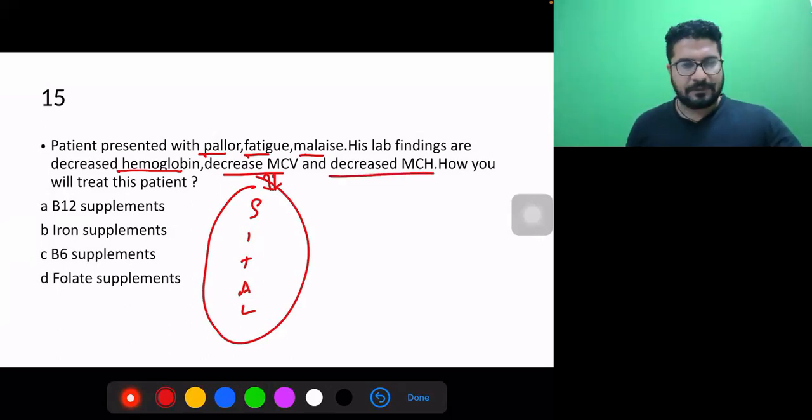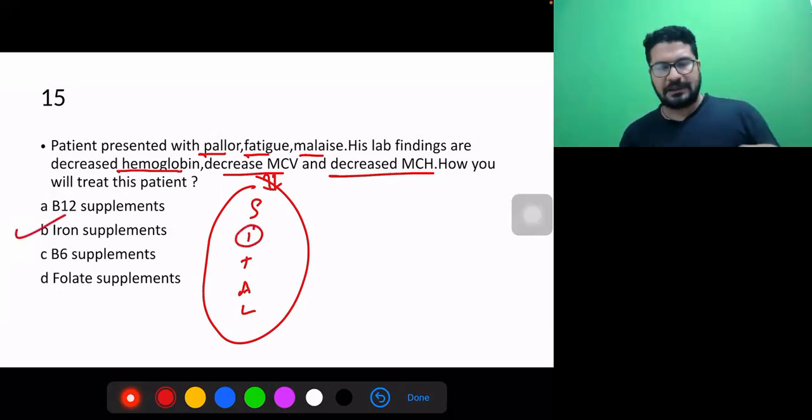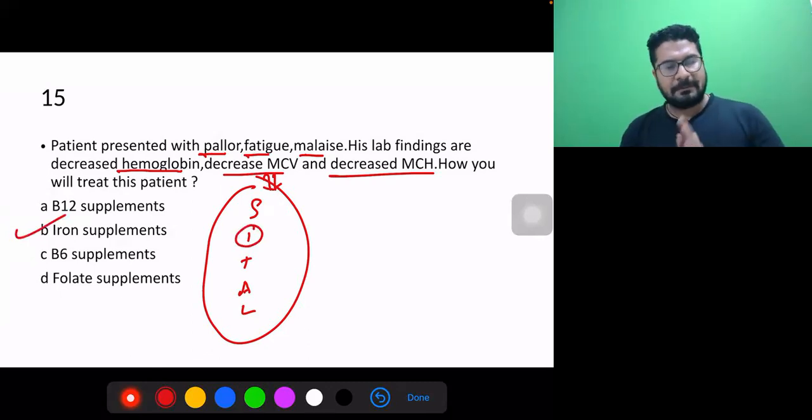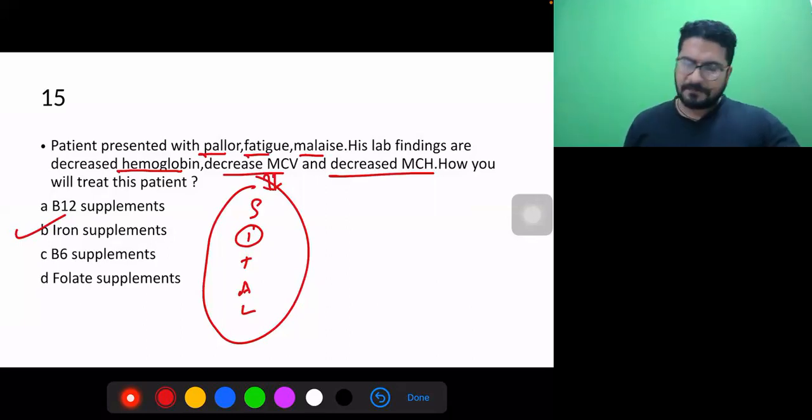Decrease MCH means hypochromicity. So this is basically your sideroblastic, not given in the option. So basically this is iron deficiency anemia, and you differentiate by iron supplementation. I told you thalassemia will also have the same picture, but we have the Mentzer index that we can use to differentiate iron deficiency anemia from thalassemia. In the Mentzer index, the value will be less than 13 in case of thalassemia. It will be more than 13 in case of iron deficiency anemia.